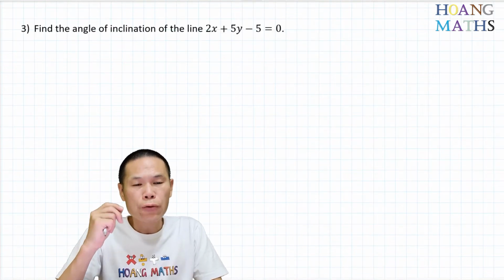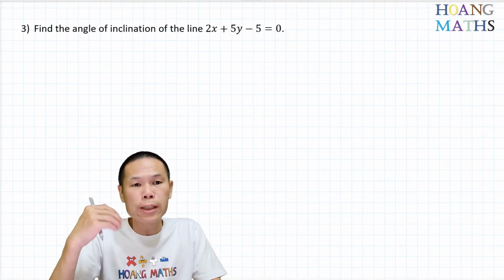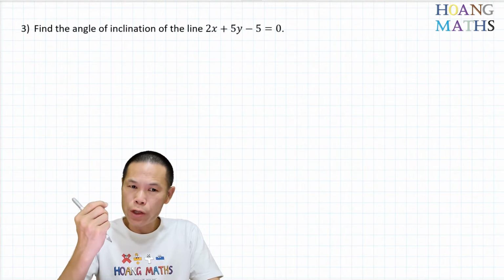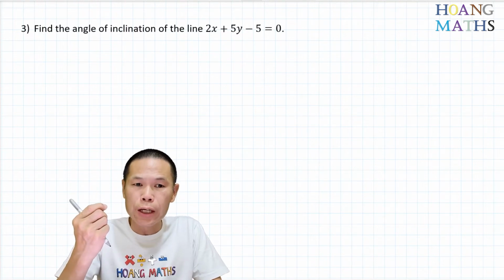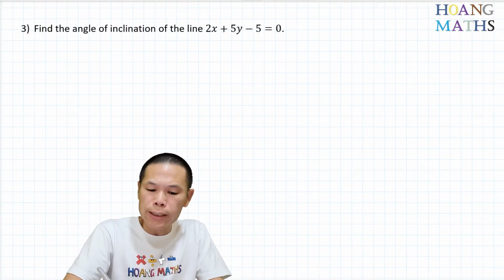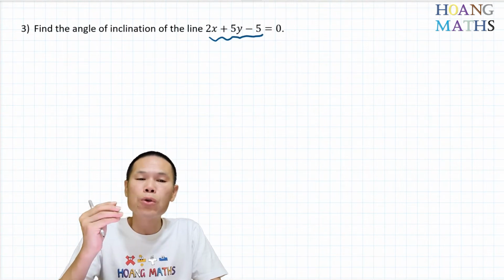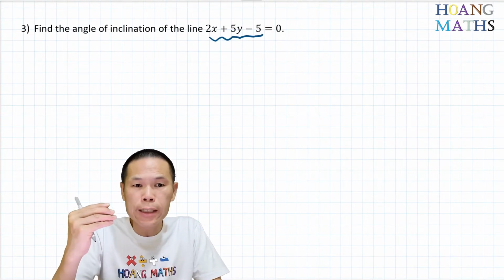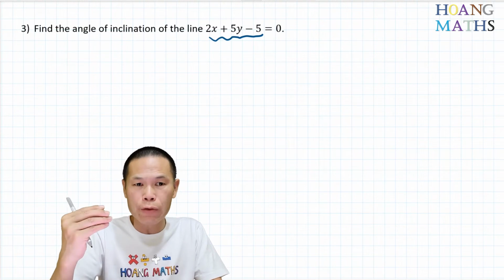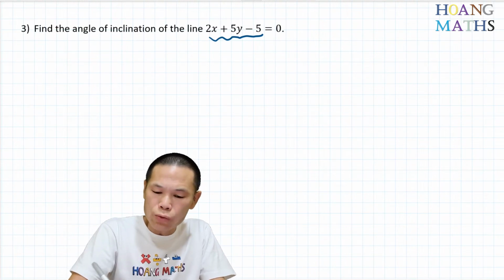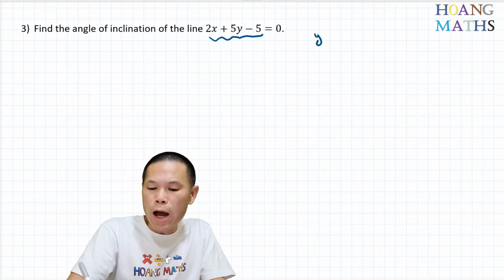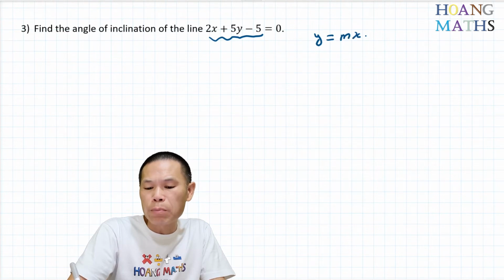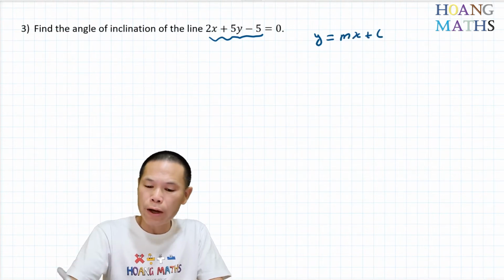Third one, to find the angle of inclination for this line here. First of all, we need to find the gradient of the line first. Now, this form here is general form. So therefore, we need to convert that into gradient-intercept form first, so we can find the gradient from there, okay? So now I just rearrange this so it becomes y equals mx plus c, okay? Then we can find the gradient.